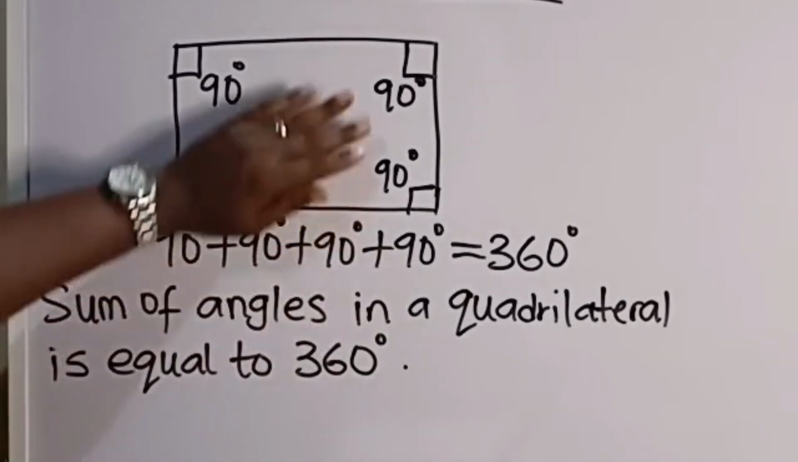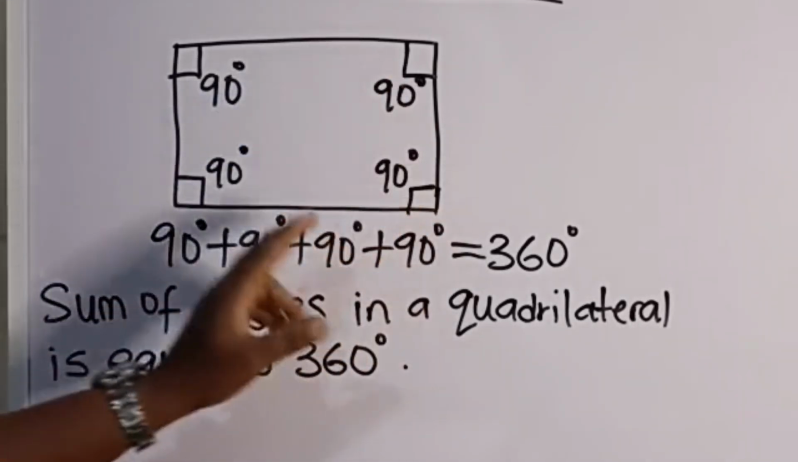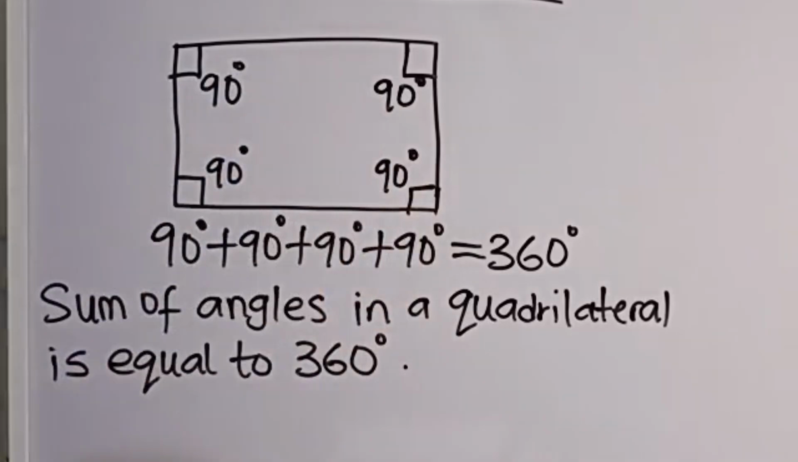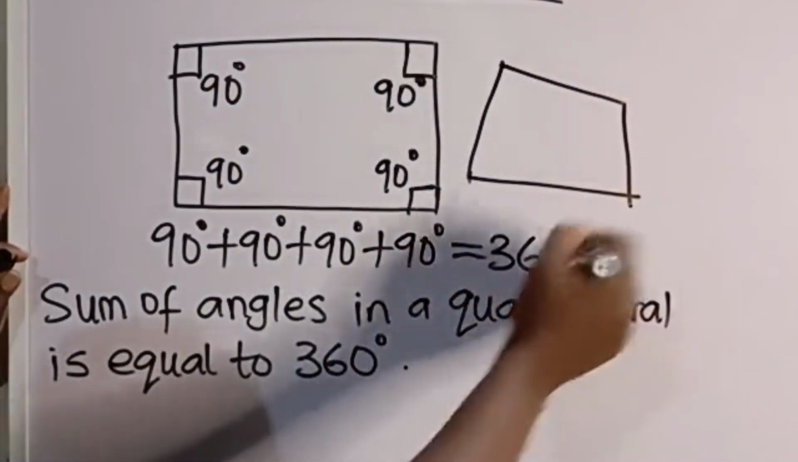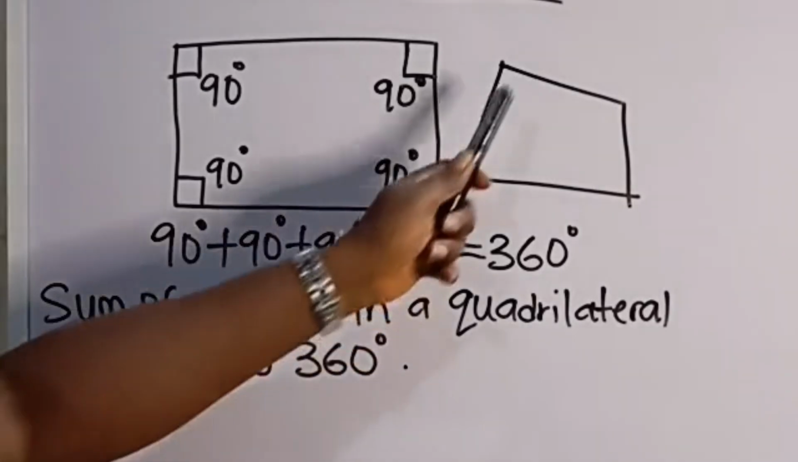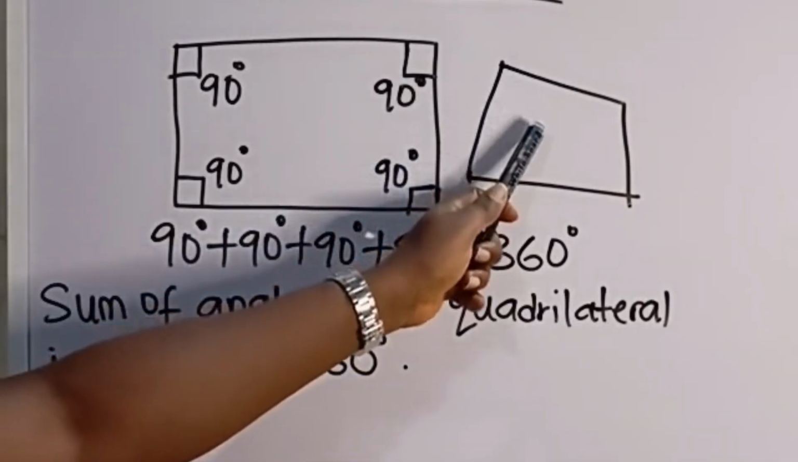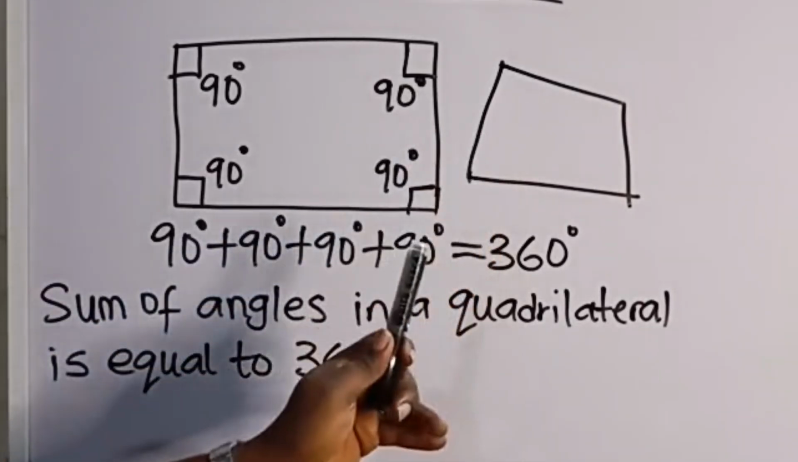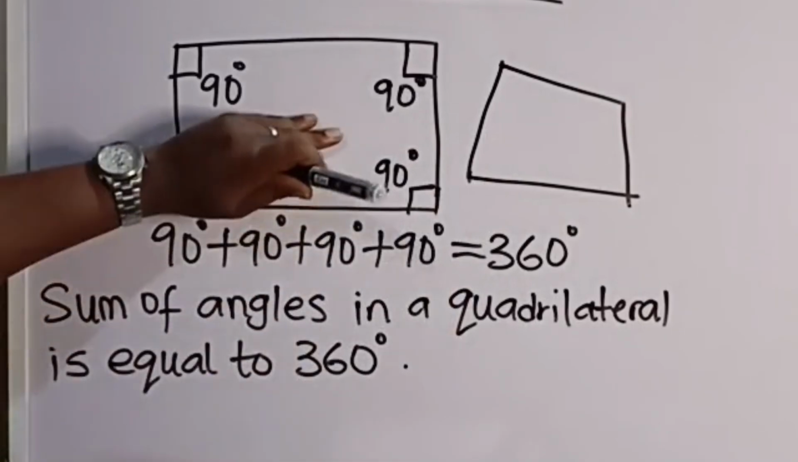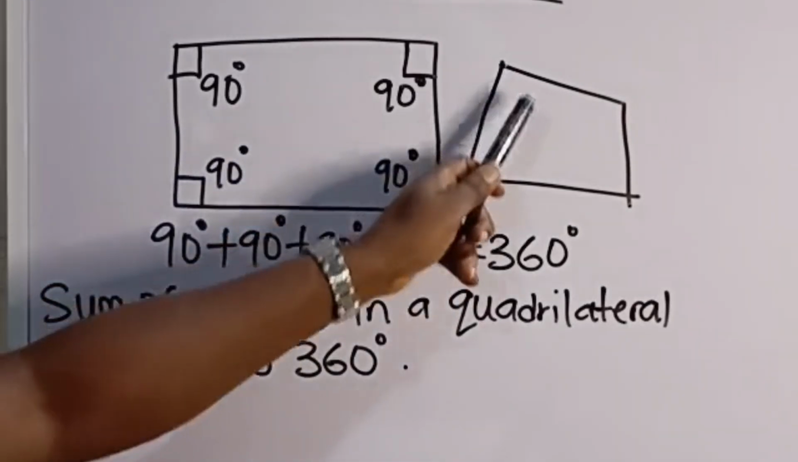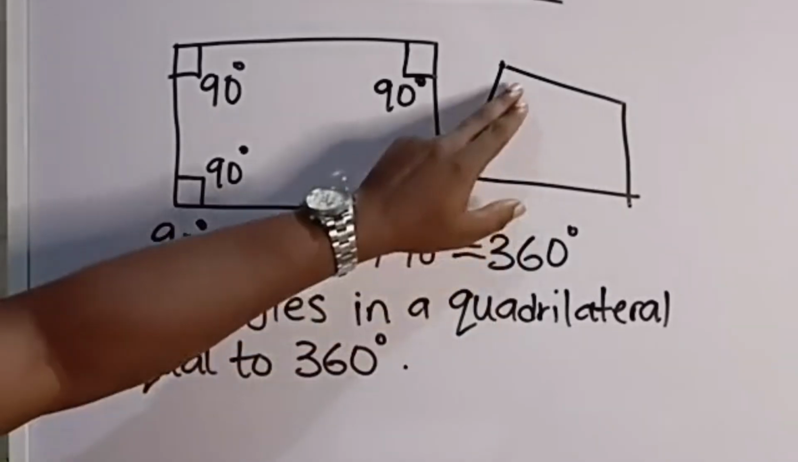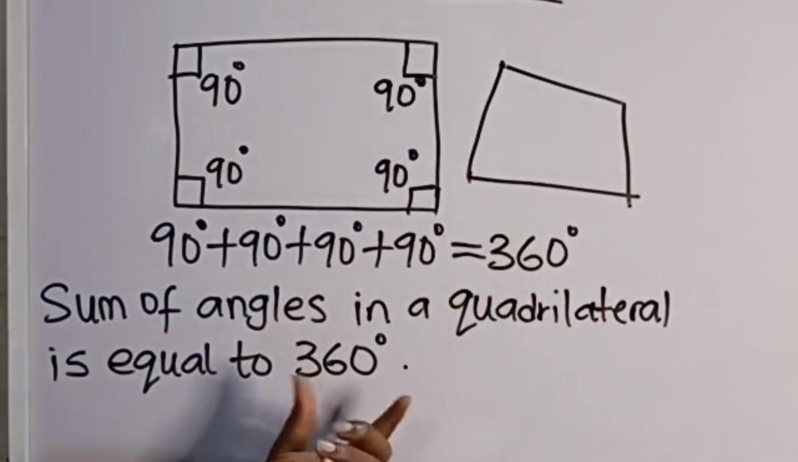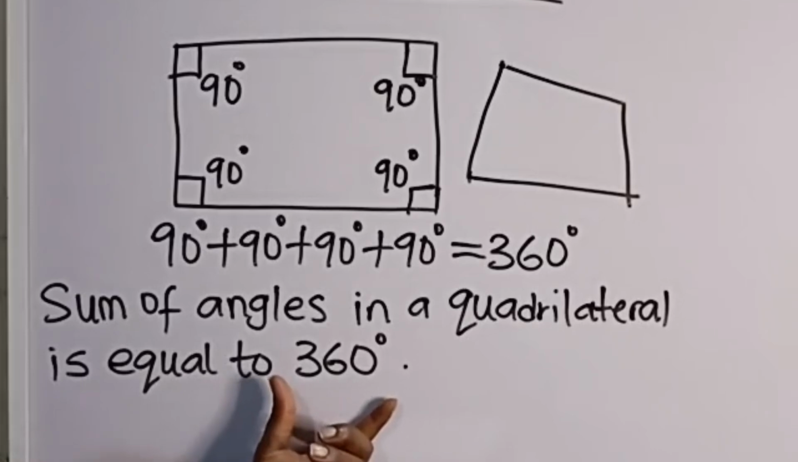Not every quadrilateral has all these angles exactly 90 degrees. So if I have a quadrilateral in this form, this is a quadrilateral. How do we know it's a quadrilateral? It has four sides and four angles. But unlike this other quadrilateral, all the angles are not 90 degrees. But the basic principle here is if you add all the angles together, you're still going to get 360 degrees.